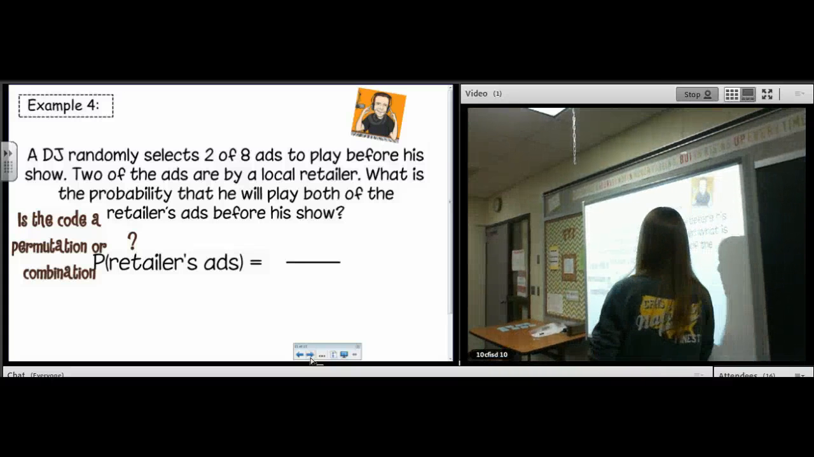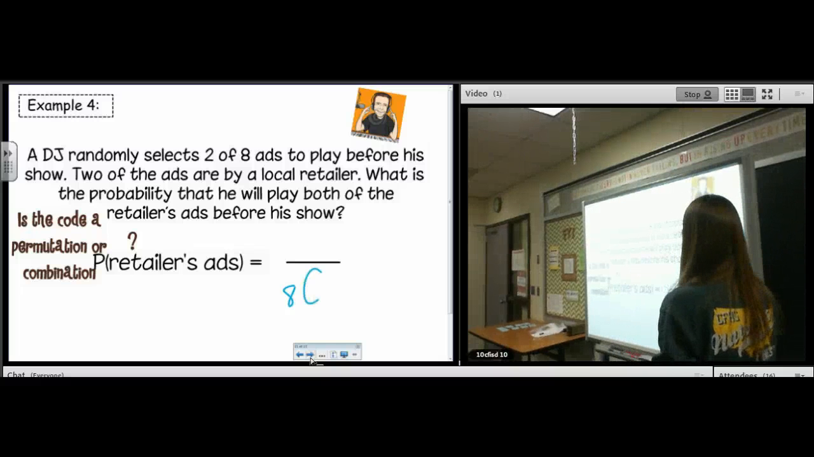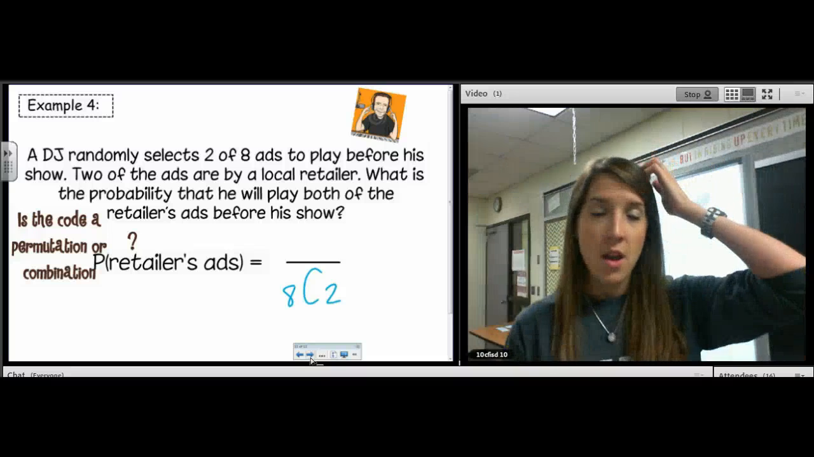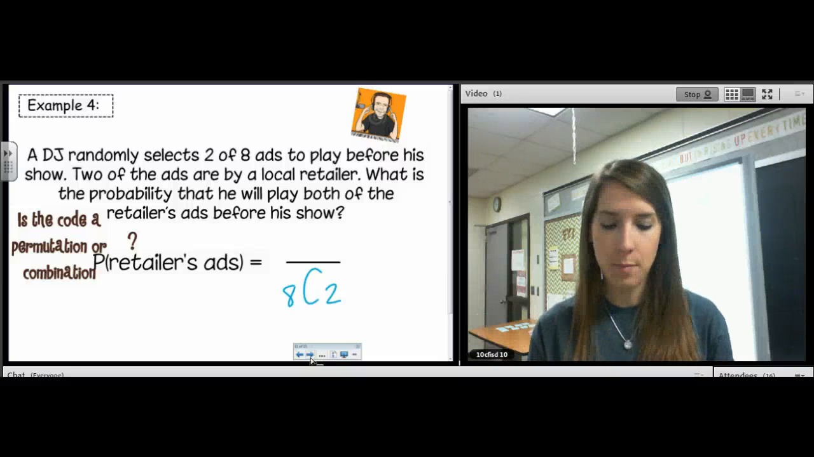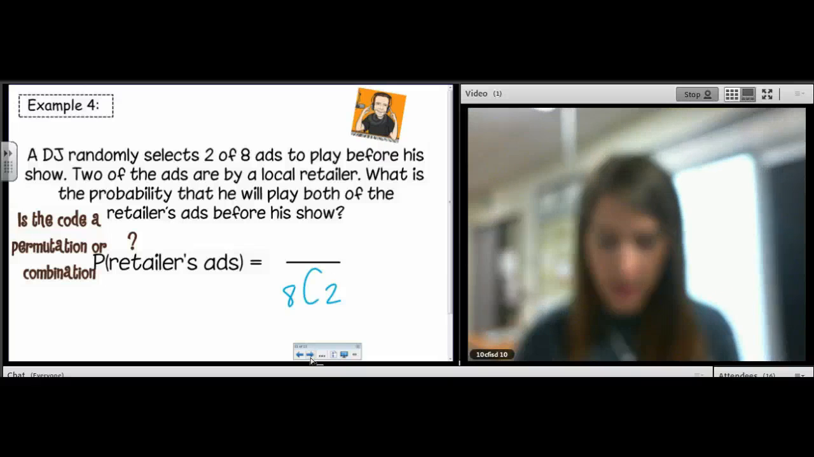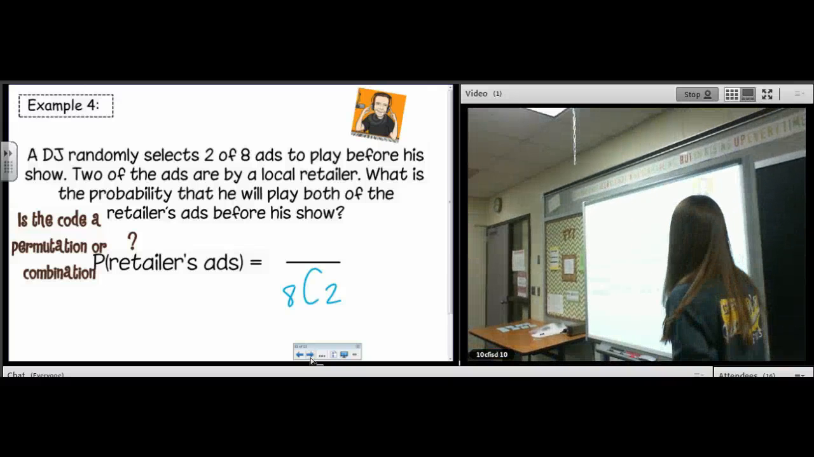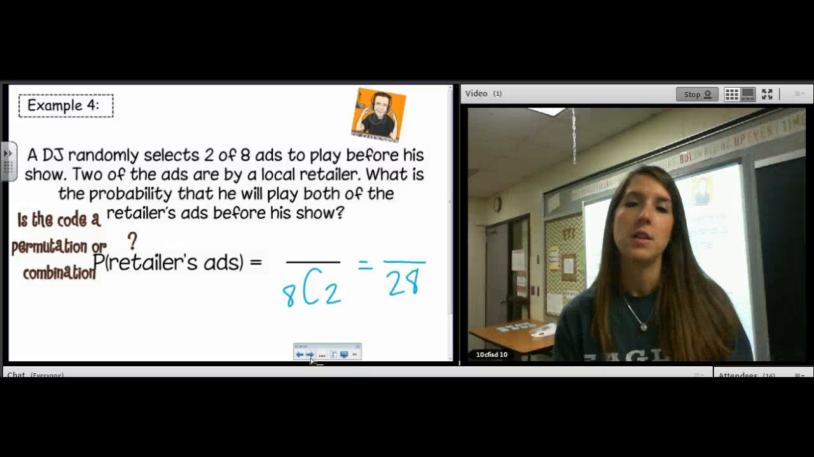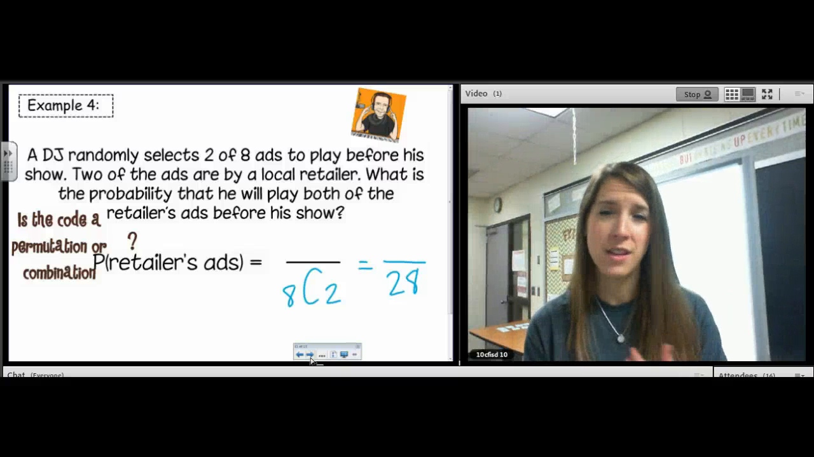So we've got 8 commercials, and we want to do a combination, and we want to choose 2 of them. 8 choose 2. That's going to tell us how many different outcomes are in our sample space. So 8, math, probability, go down to number 3, and 2. So there are 28 ways to pick 2 of the 8 ads. So that's our denominator. I always start with the denominator.